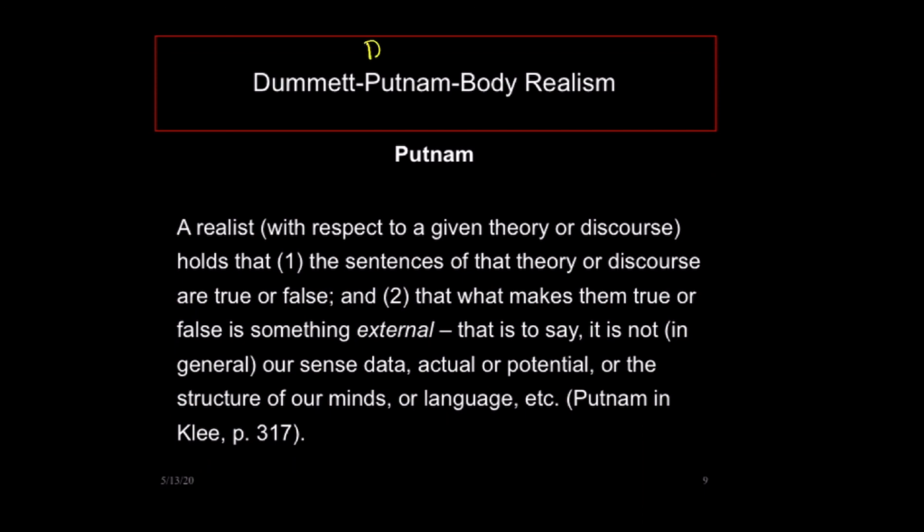realism. These are three philosophers, Dummett, Putnam, and Boyd. We've read Putnam. You're going to read Boyd and Putnam again. And we haven't read anything by Michael Dummett. But Putnam tells us that this is where he got it from, that he got it from Dummett.